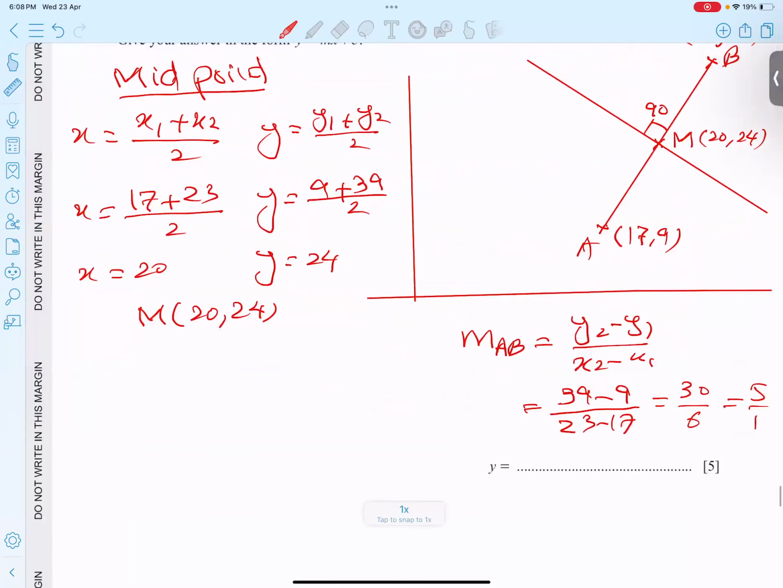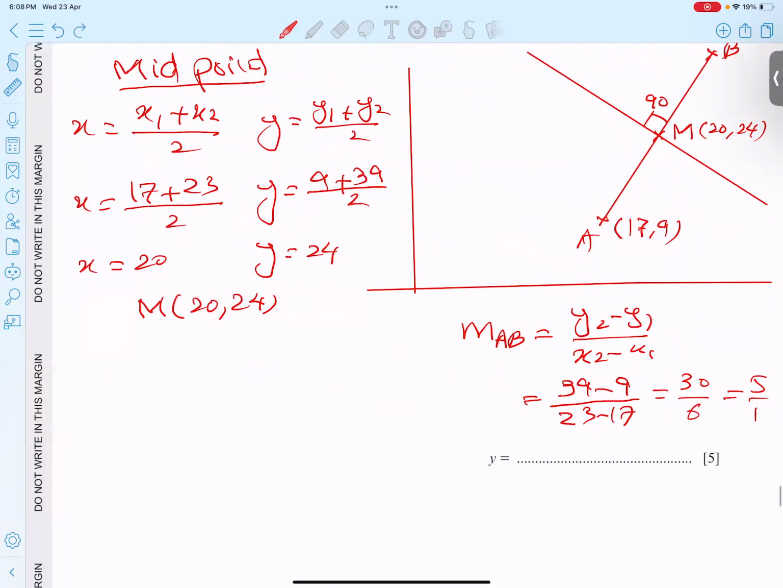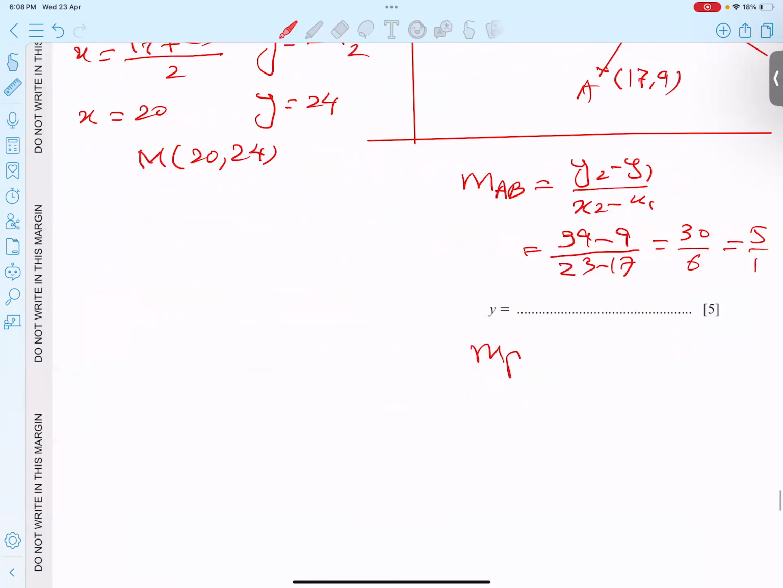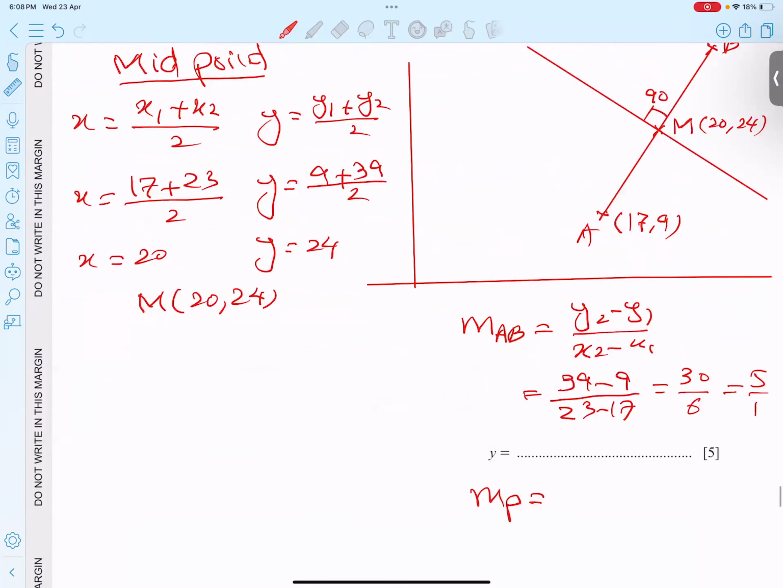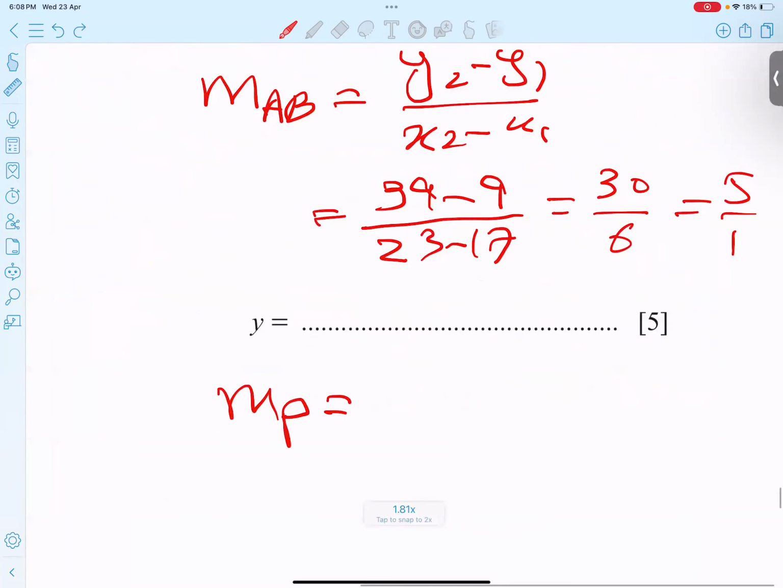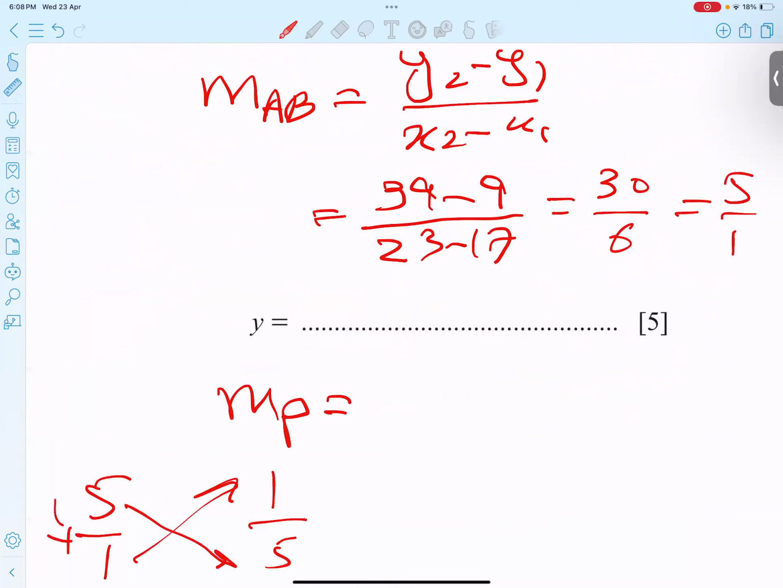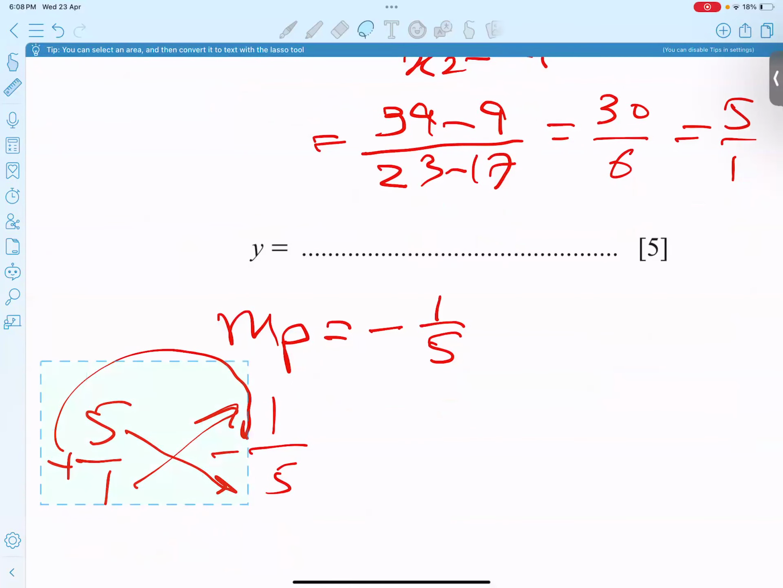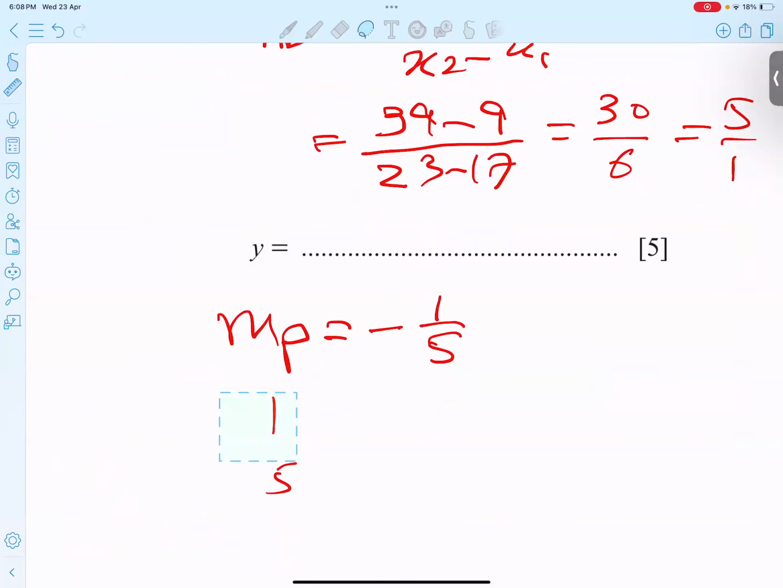So when this is a 90 degree, you know, students, negative reciprocal. What is the gradient of the perpendicular line? This line. So negative reciprocal. So this 5 by 1 will flip. 1 will go up, 5 will go down. Here the plus sign will become a minus sign. So negative 1 over 5 is the gradient of the line which I'm looking for. I hope you got the point.